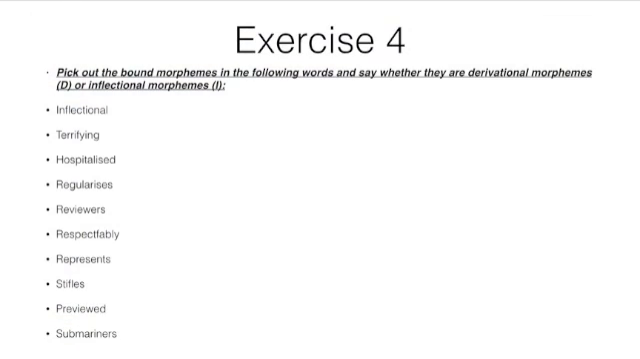Okay, the answers for this exercise. The first one, you have inflectional. There are two there: there is ion, and then there is al, inflectional. The first one is derivational, and the second one is derivational as well.